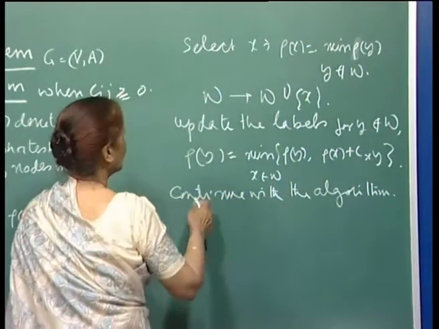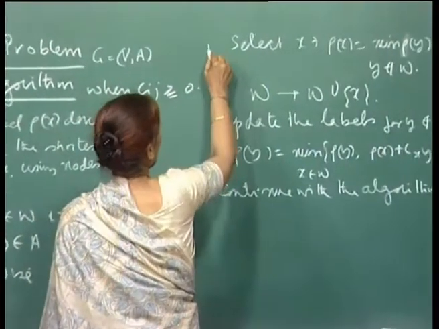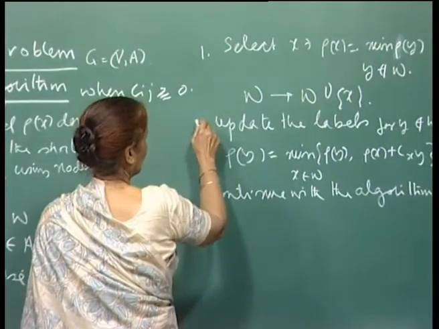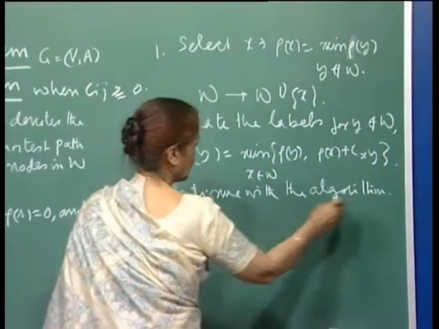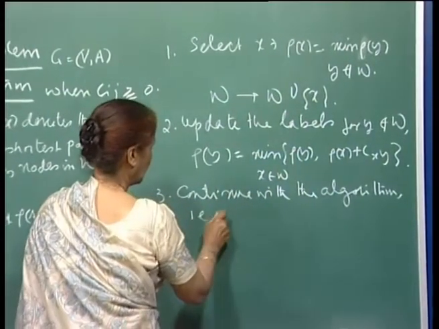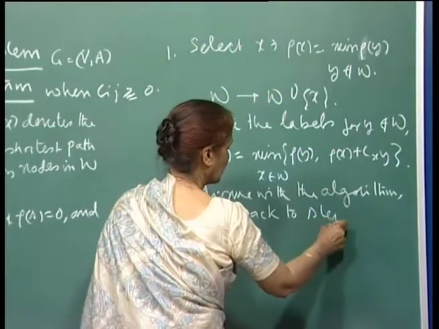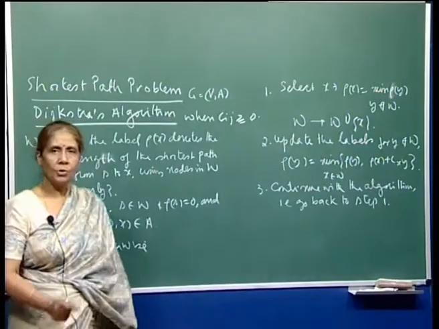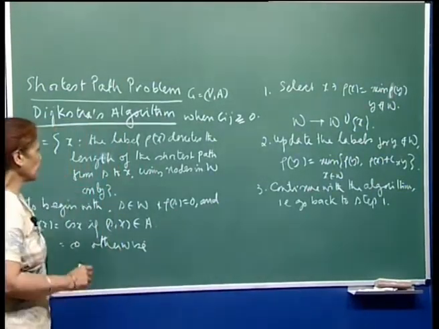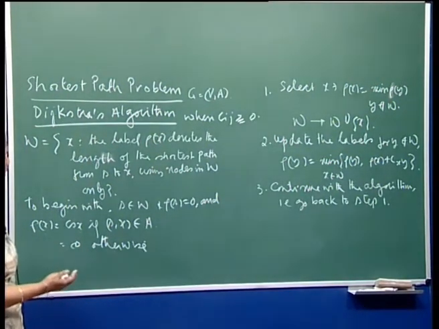I should have written here, maybe, this is step 1, then this is step 2, and this is step 3. So, continue, that is, go back to step 1. Now I have to validate the algorithm, and that means what I have to say is that what you end up with would be your shortest path to the node T.